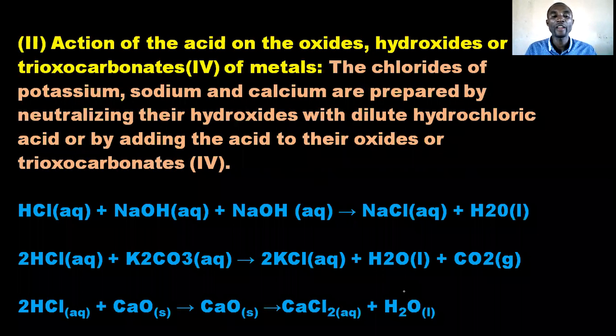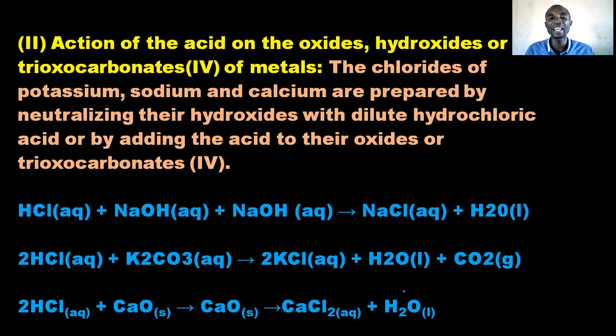Another way in which it can be prepared is action of acid on the oxide, hydroxide, or trioxocarbonate(IV) of metals. The chlorides of potassium, sodium, and calcium are prepared by neutralizing their hydroxides with dilute hydrochloric acid, or by adding the acid to their oxide or trioxocarbonate(IV).